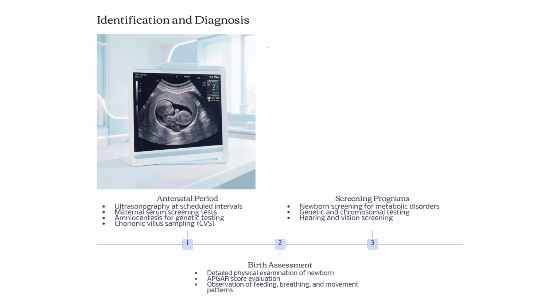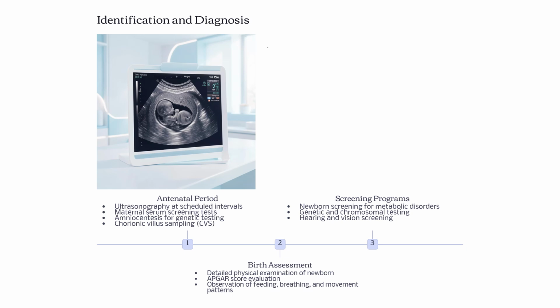Here the identification starts from the antenatal period, especially ultrasonography at scheduled intervals, maternal serum screening test, amniocentesis for genetic test, and chorionic villus sampling. These are some of the antenatal period examinations, so it can diagnose the congenital anomalies during the antenatal period itself.